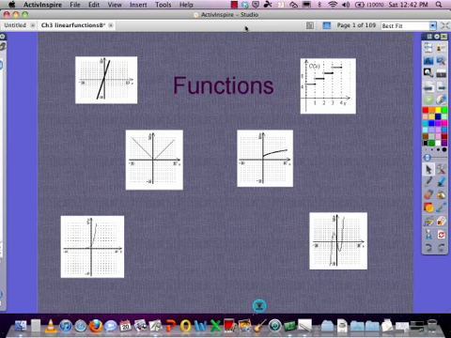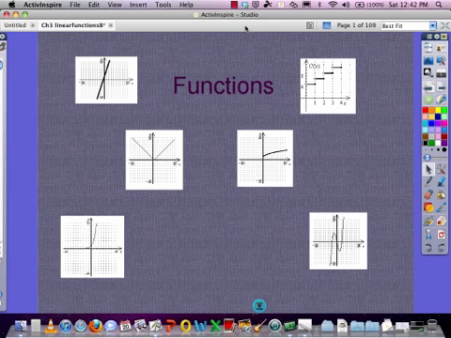Okay, our new chapter 3 will be about functions. So you will see some things you've used in Algebra 1 before, and we will just add on to some of those concepts to give you everything you wanted to know about functions.